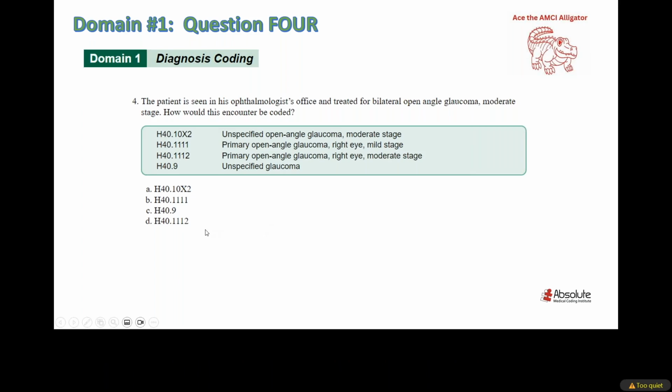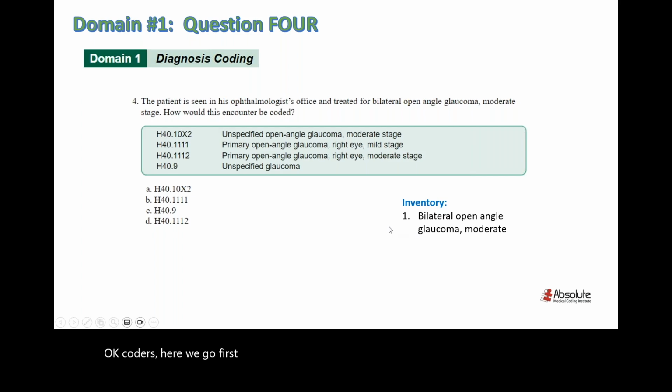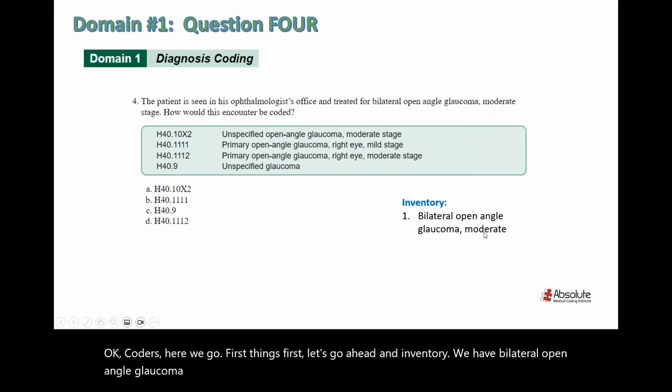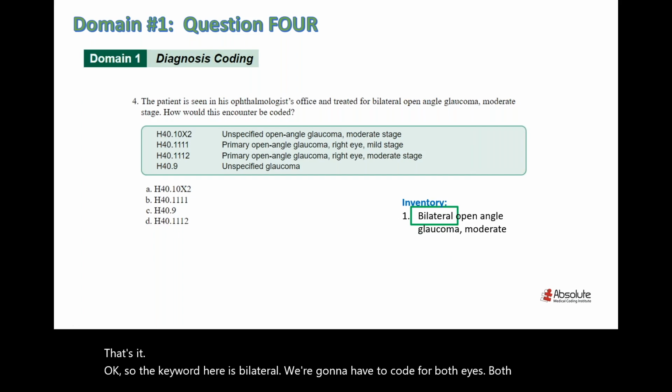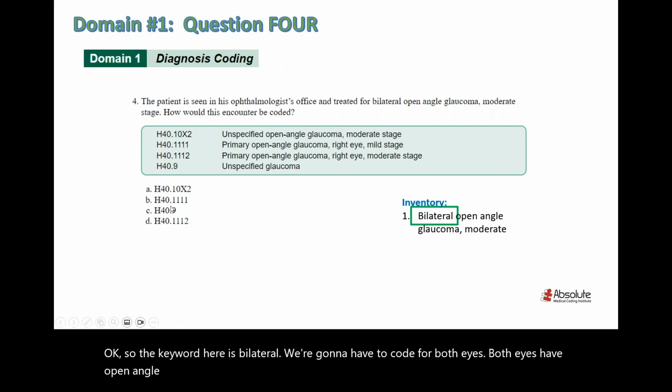Okay, coders, here we go. First things first, let's go ahead and inventory. We have bilateral, open angle glaucoma, moderate stage. That's it. Okay, so the key word here is bilateral. We're going to have to code for both eyes. Both eyes have open angle glaucoma, moderate stage.